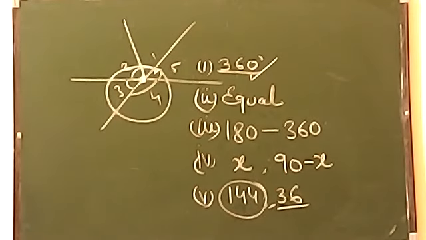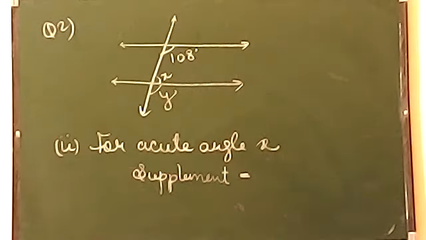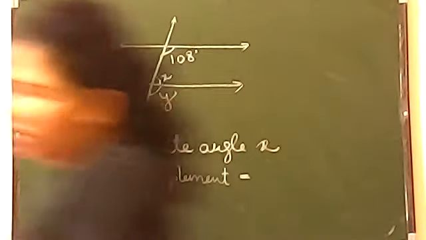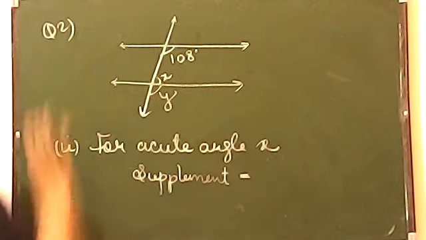Now let's discuss question number 2 from the COMET. Question number 2 says that you have to find out the value of x and y both in this case. Now if you see here, these two lines are given as parallel.